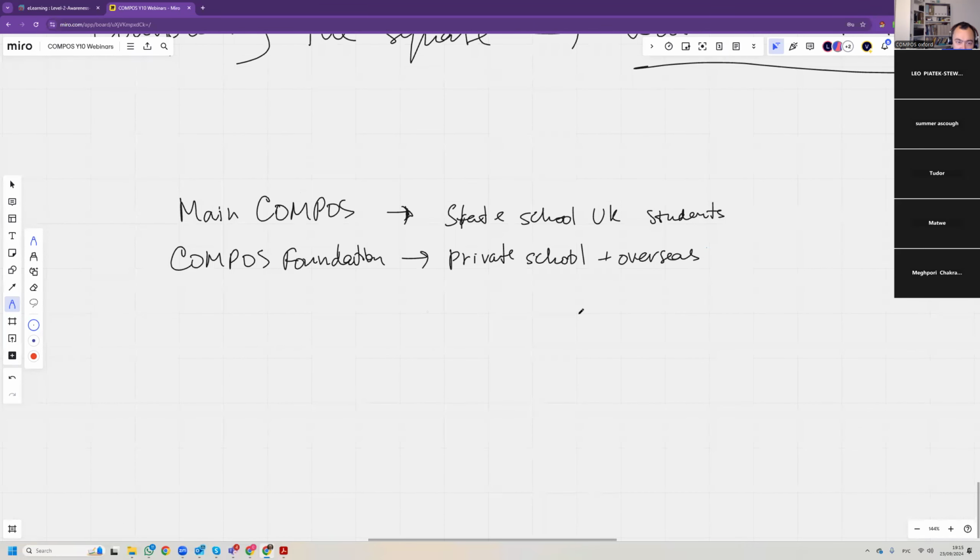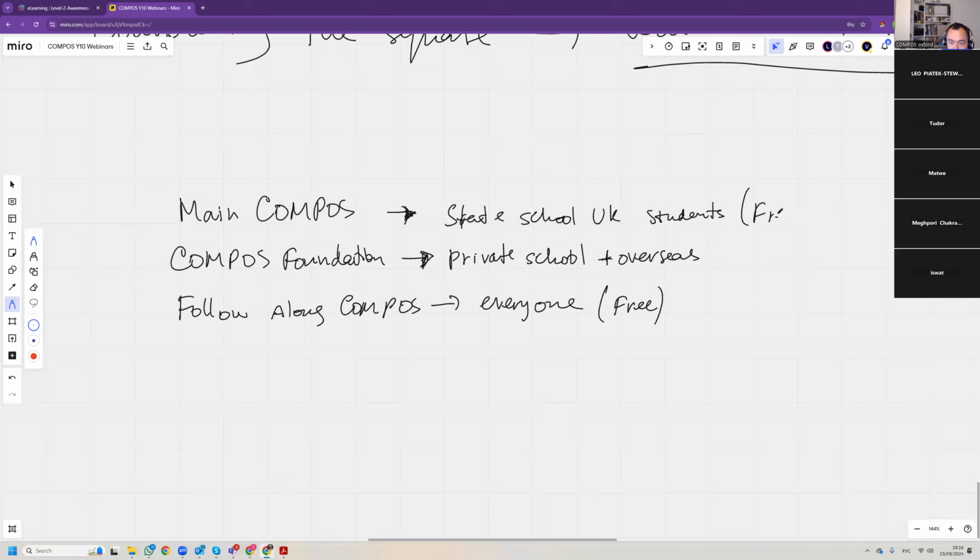There's no difference in the program. It's just we get funding for state school students and we don't get funding for private school students. So private school students pay fees, which are not very high, but that helps us run the program. And then there's follow along COMPOS. This is for everyone, and it's free, and here you have fees.